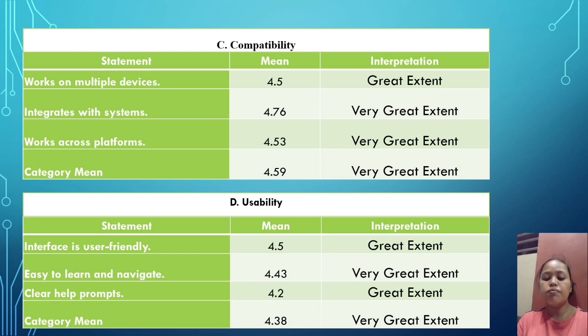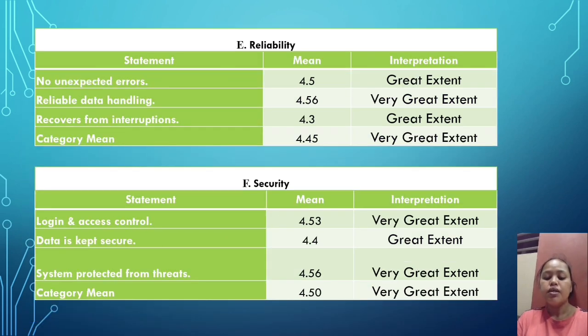Next is usability. The category mean is 4.38, very great extent. The interface is user-friendly and easy to learn. Helpful prompts and documentation support users effectively, reinforcing ease of use across all user types. Next is reliability. Category mean is 4.45, very great extent. Respondents reported consistent system performance with minimal errors or crashes. The ability to recover from interruptions also contributes to overall trust in the system's reliability.